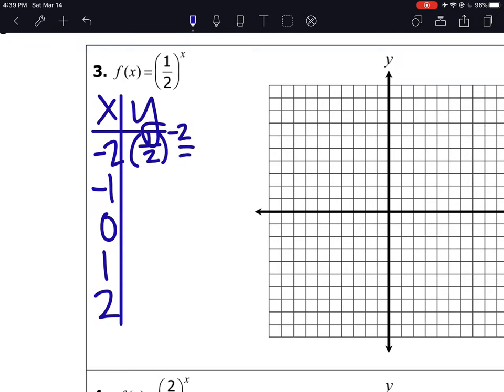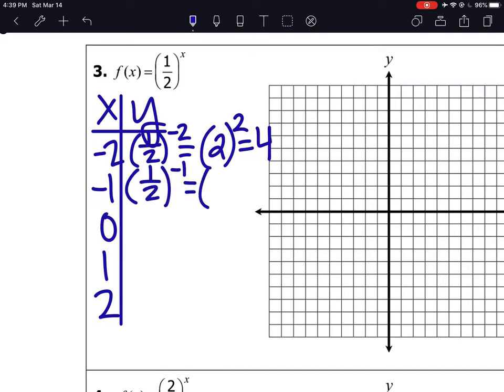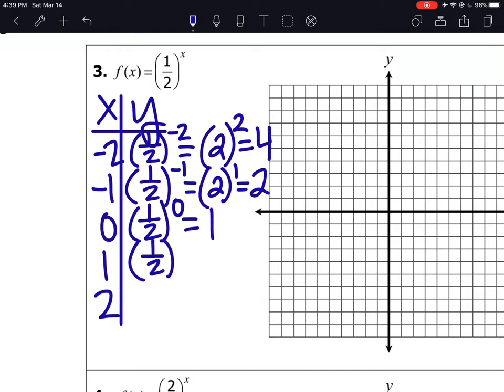1/2 to the -2 power is the same thing as taking the reciprocal of the inside, where the exponent will turn positive. It becomes the number 4. -1 also does the same thing. It just calculates the reciprocal, which is the value of 2. Anything to the 0 power is 1. Anything to the first power is itself. And instead of putting 1/2, I'm just going to put 0.5.